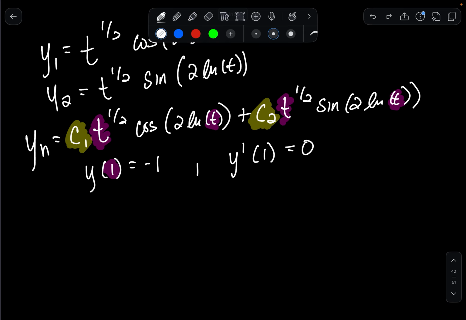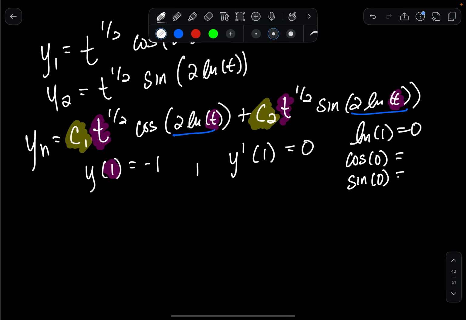And I'll remind you that the natural log of 1 is equal to 0. Also, when the natural log of 1 is equal to 0, that means that what's inside of the sine and cosine will be 0. So we need to know what the cosine of 0 and the sine of 0 are in this case, which the cosine of 0 we should know to be 1, and the sine of 0 we should know to be 0.